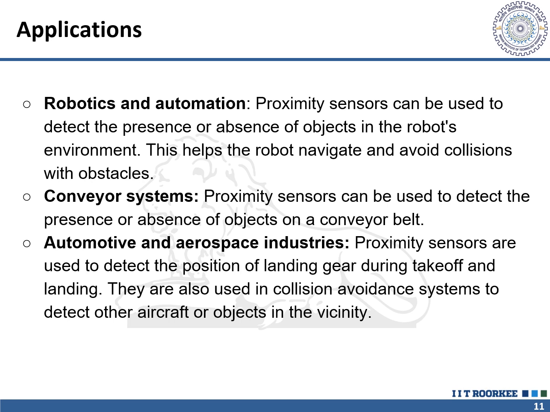The third one is the automotive and aerospace industries. Proximity sensors are used to detect the position of landing gear during takeoff and landing. They are also used in collision avoidance systems to detect other aircraft and objects in the vicinity.